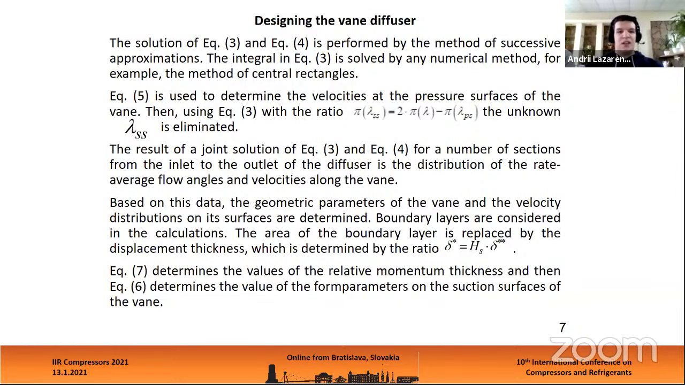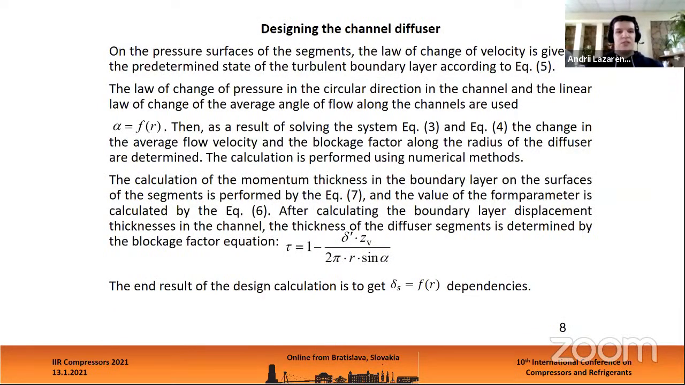The boundary layers are considered in the calculations. The area of the boundary layer is replaced by the displacement thickness, which is determined by this ratio. Equation 7 determines the values of the relative momentum thickness, and then equation 6 determines the value of the form parameters on the surfaces of the vane. Now about designing the channel diffuser.